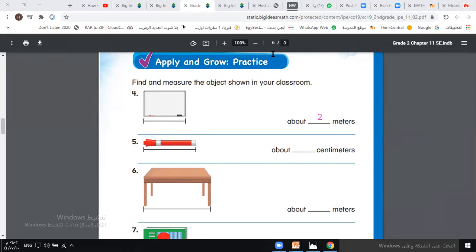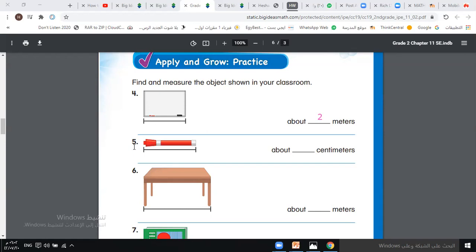Bye. Grade 2, in these questions, we were speaking about real objects, okay? Not about the picture. We speak about real objects, okay? Now, let's get number 5. In number 5, this marker about how many centimeters?